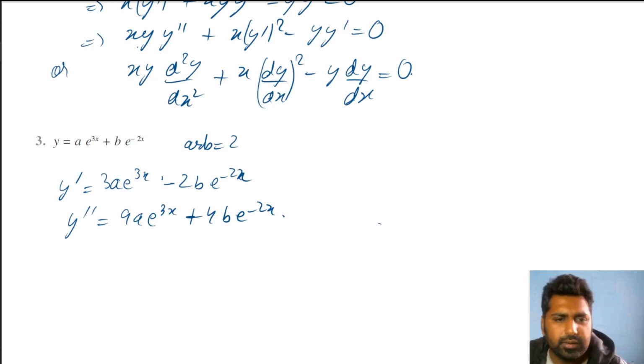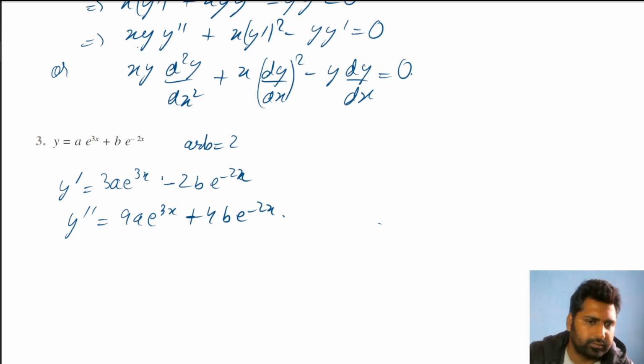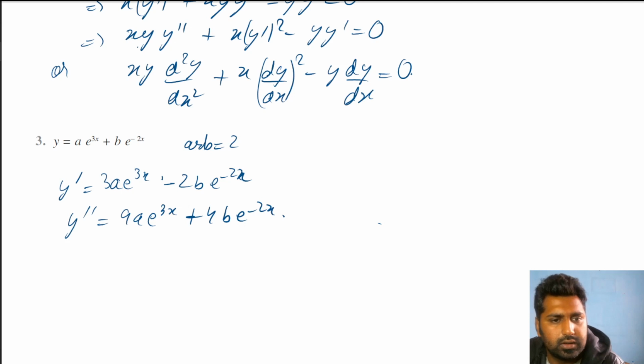This time we were not able to put the value of a and b or anything. We cannot separate them also, because nothing 0 is created as such. All right, so what we can do, we'll have to put some values.